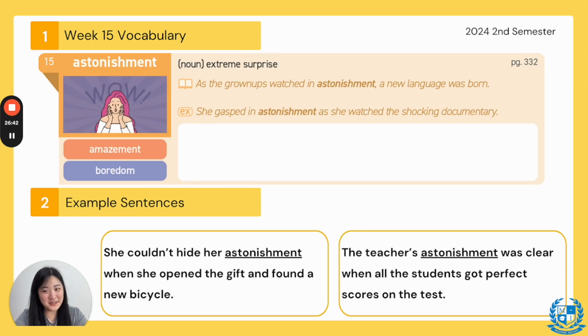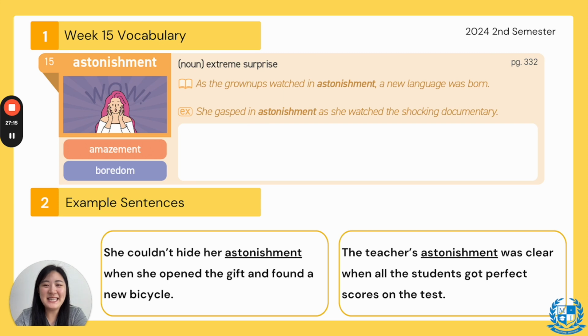Now, let's move on to our textbook words, everyone. Number 15, the word is astonishment. Everyone say astonishment. The synonym is amazement, and the antonym is boredom. It's a noun, and it means extreme surprise. And in our book, it says, as the grown-ups watched in astonishment, a new language was born. So when they're like, oh, wow, just like our picture above, extreme surprise.